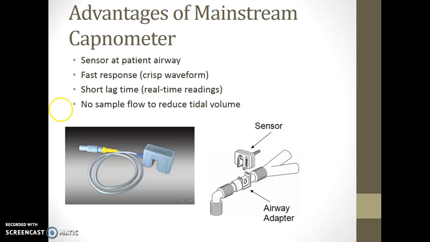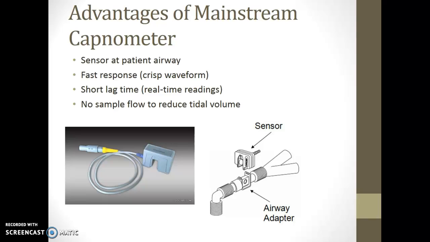There's advantages and disadvantages of each type of capnometer. So we'll talk about the advantages first of the mainstream capnometer. This one has a sensor right at the patient's airway, so you get a very fast response and a nice crisp waveform. There's a very short lag time, so anything that you're seeing on the monitor is a real-time reading. And there's no sample flow to reduce the tidal volume.